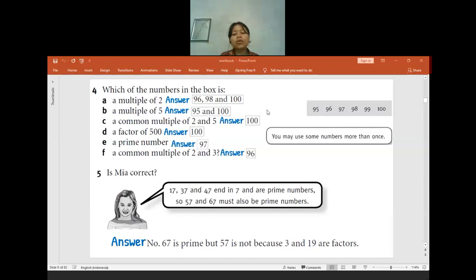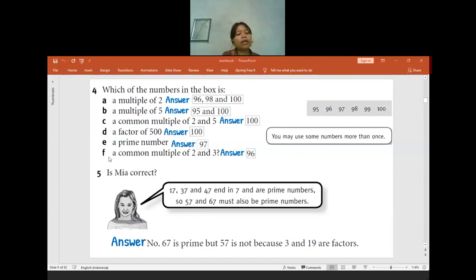For question E, a prime number. Prime number in here, so 95 is divisible by 5, so no. 96 is divisible by 2, so no. 97 cannot be divided by anything, so yes, 97 is a prime number. 98 is divisible by 2. 99 is divisible by 3. 100 is divisible by 2. So the only prime number in here is 97. It cannot be any number else other than 97.